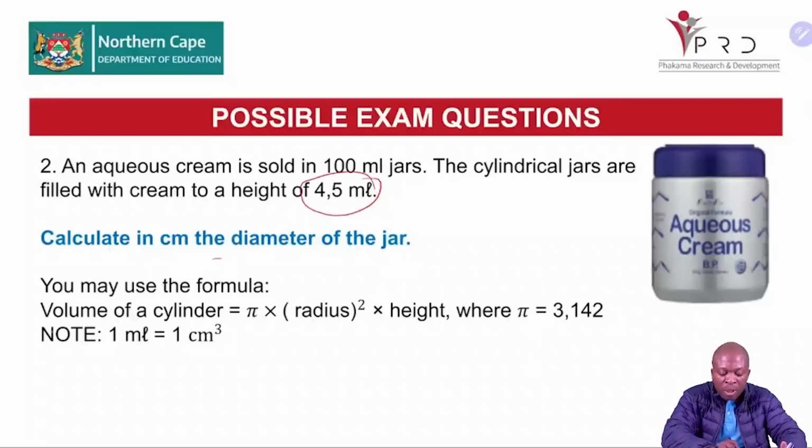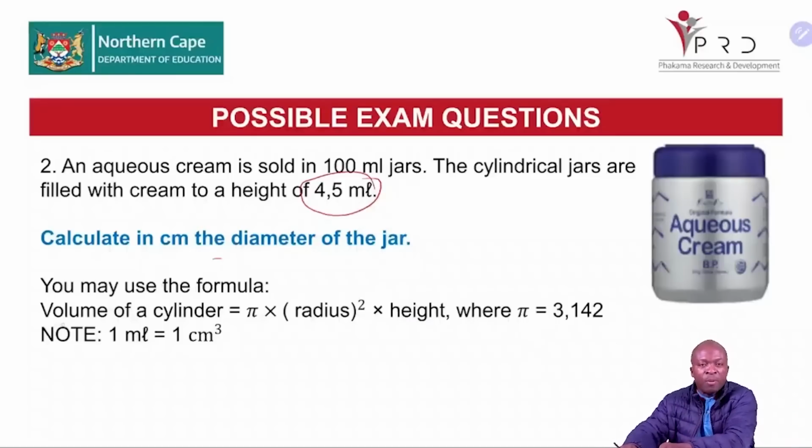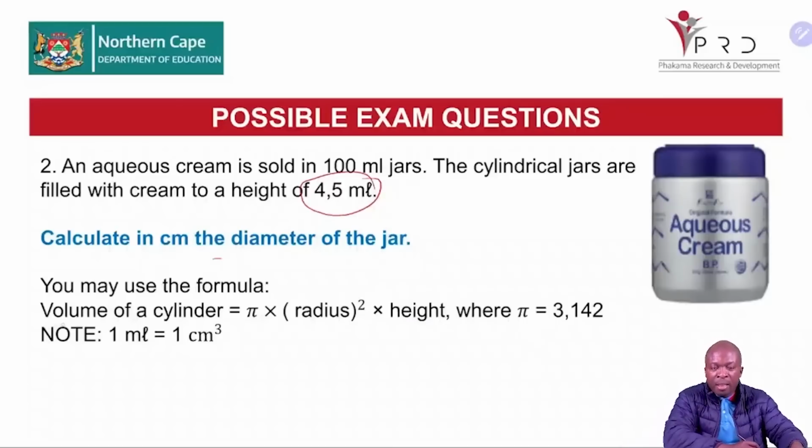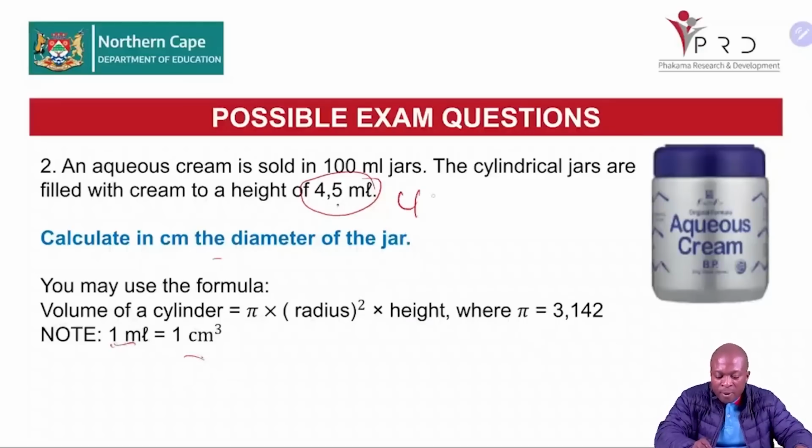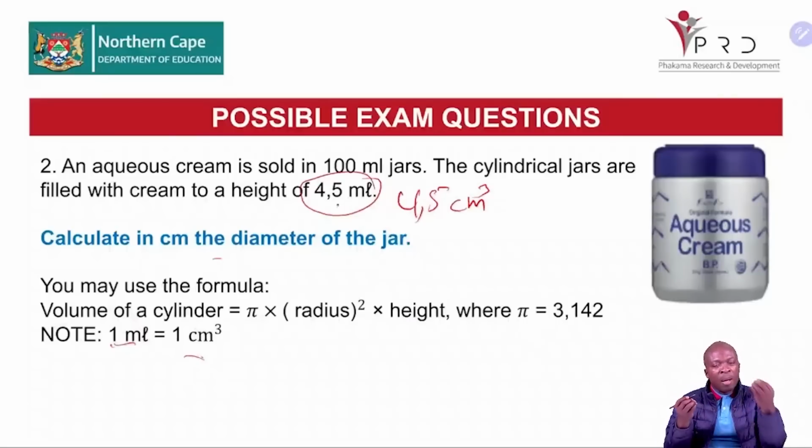Then the examiner says you can use the formula volume equals pi r squared h, where pi is 3.142. Note, every 1 milliliter is the same as 1 centimeter cubed. So then, because 1 is to 1, it means that 4.5 milliliters is the same as 4.5 centimeters cubed. Look at the note. So the first thing you do is to try and change the unit. All right, that is our volume.